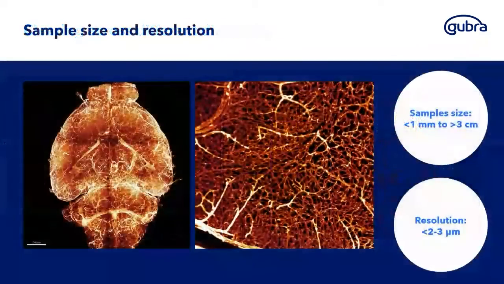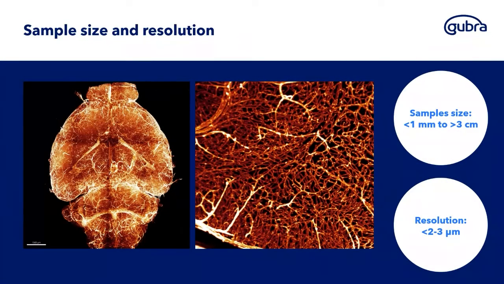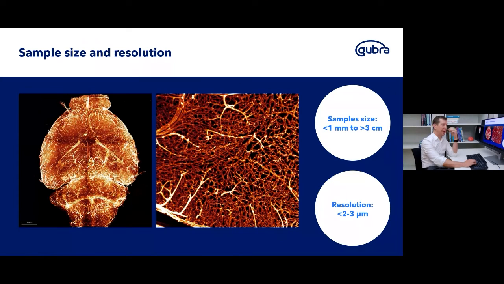Moving on to the question of how large samples we can image with light sheet microscopy and what is the resolution limit. The sample size can vary a lot. We image sometimes samples that are just barely a millimeter, but then all the way up to 3 centimeters or more. So there is a balance of what is actually required to answer a specific research question. And the resolution, we can image structures just 2 to 5 micrometer in size.